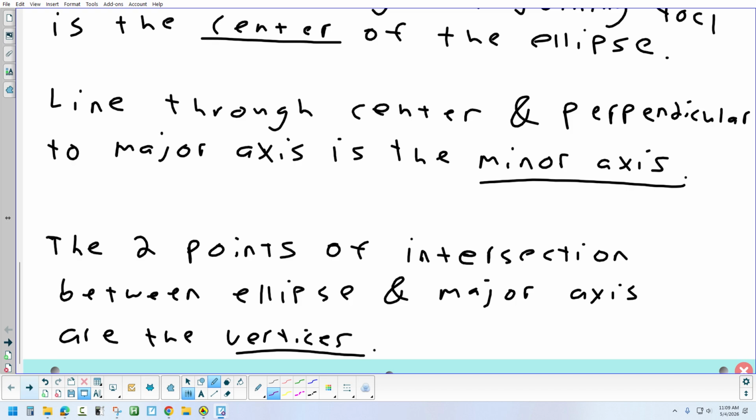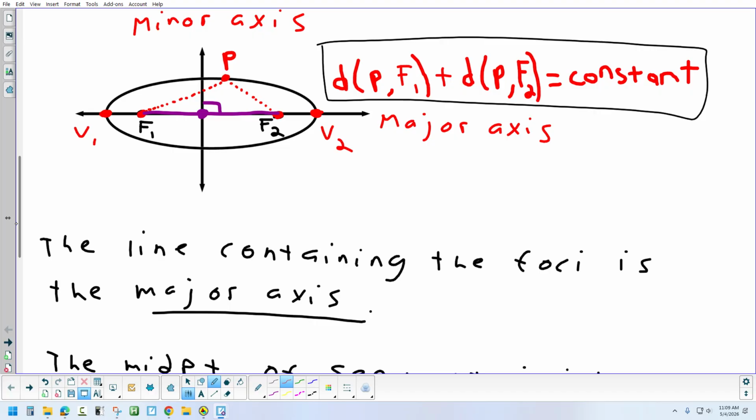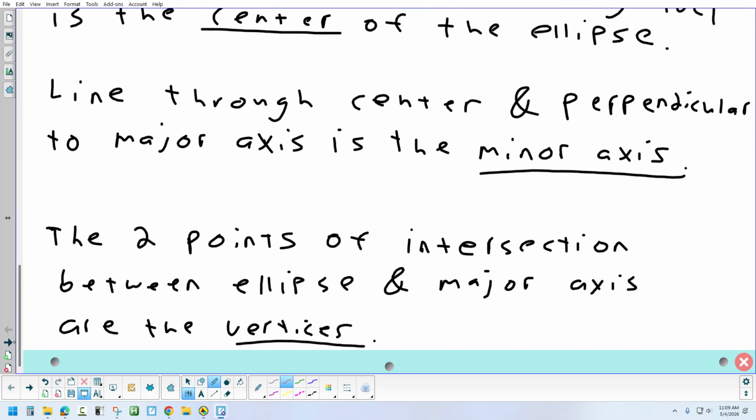So if you look at where the major axis crosses the ellipse, that is where the vertices are. So the vertices are shown as the red dot way on the left and on the right. And that's where the major axis crosses the ellipse.